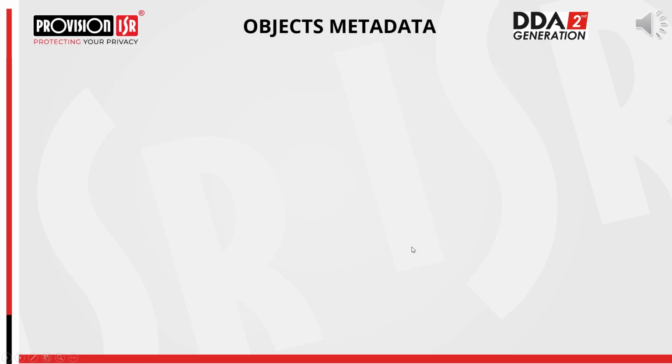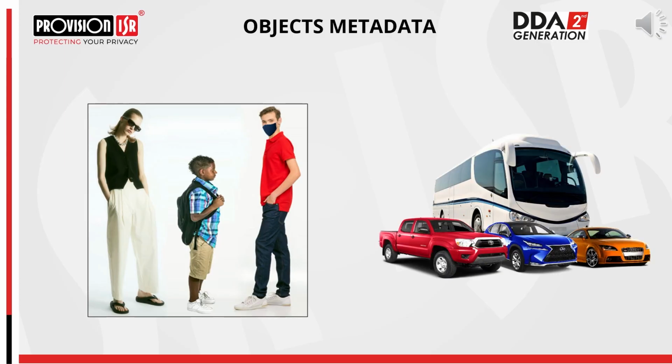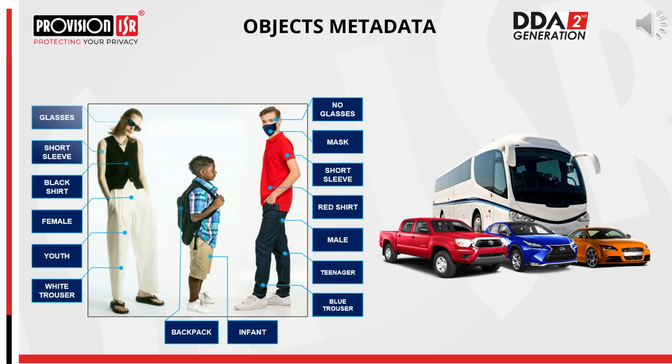Provision ISR's EyeSight series cameras support metadata generation based on the objects detected in the scene. These cameras primarily focus on two types of objects: humans and vehicles. Whenever a human is captured in the frame, the camera generates detailed metadata describing the person's attributes, such as gender, estimated age, the colors of the upper and lower clothing, and whether the person is wearing a backpack, mask, or glasses. A similar process is applied to vehicles.